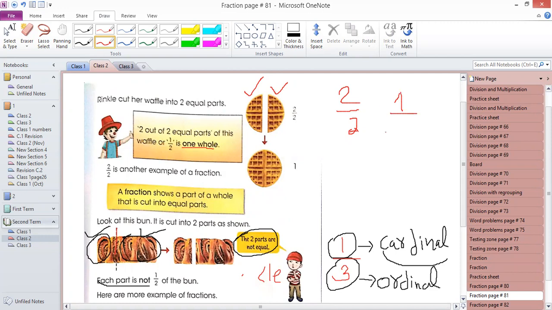So guys, whenever you have the same number in the numerator and the same number in the denominator, it is always equal to 1. 2/2 is equal to 1. 3/3 is also equal to 1. 4/4 is also equal to 1. 6/6 is also equal to 1. 9/9 is also equal to 1. 11/11 is also equal to 1. Any number you have in the numerator and also in the denominator, it is equal to 1.